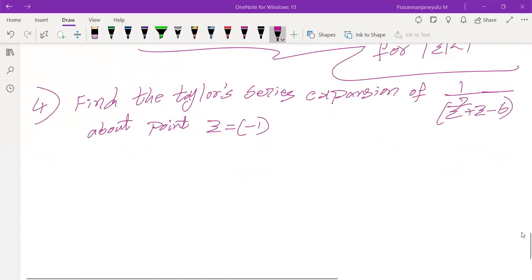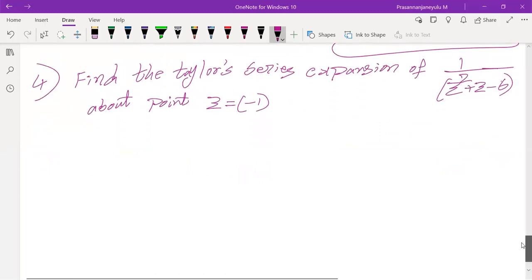As with my explanation till now, what do we have to do?